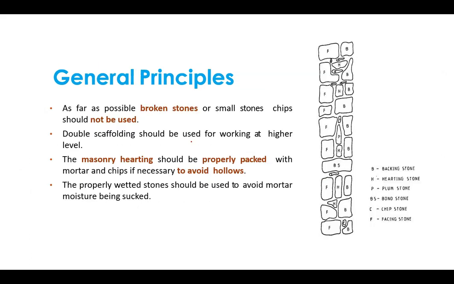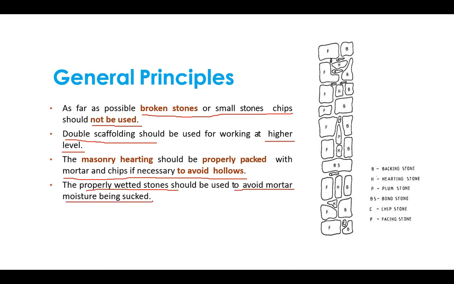We have a few more principles to be followed. As far as possible, broken stones or small stone chips shouldn't be used. Double scaffolding should be used for working at higher levels. The masonry hearting should be properly packed with mortar and chips if necessary, to avoid hollow spaces. Properly wetted stones should be used to avoid the mortar moisture being sucked.